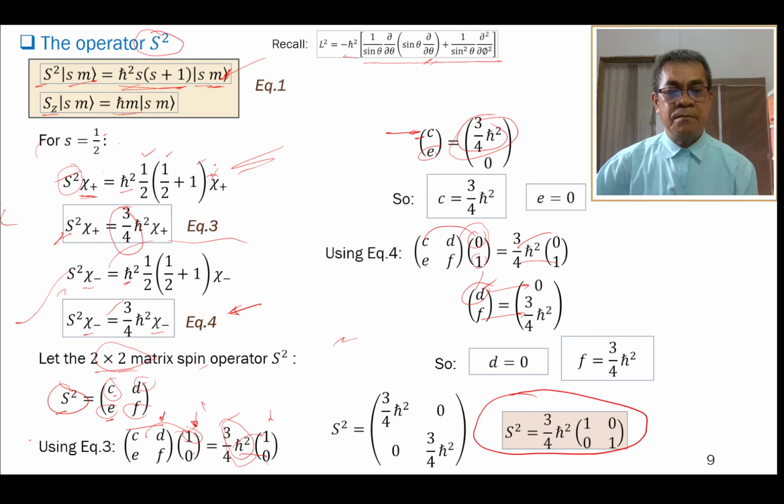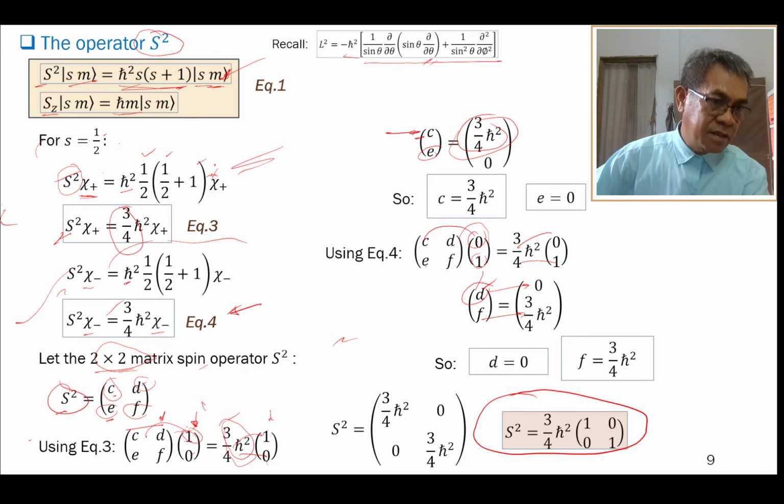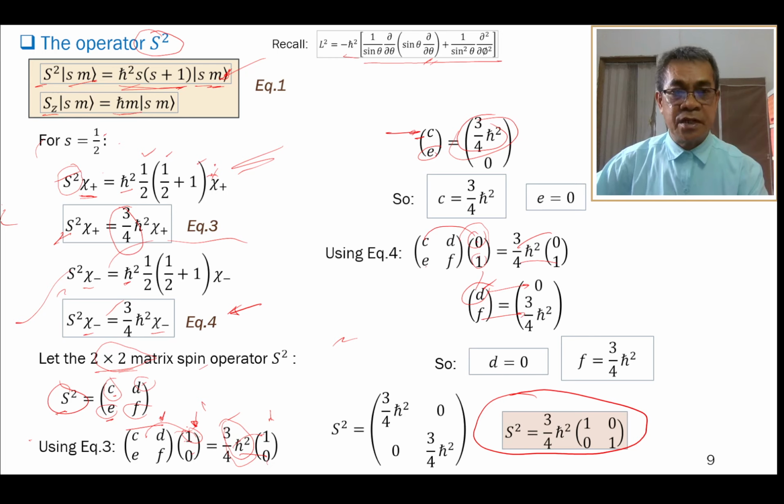Therefore, this is now ready to act. If we want a wave function, then we let this S squared operator act on that wave function, and there is a corresponding eigenvalue and also corresponding eigenfunctions. So this is only for S squared. Now the next question is, what are the operators? The x component, the y component, and the z component. And that will be the next.